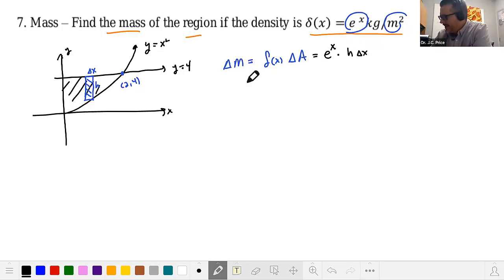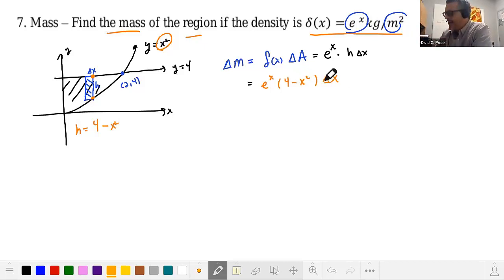And so that's going to be equal to, we have to figure out our h, and we actually found h before. H is this top height minus this bottom height. So our h is just equal to 4, because that's the top height. It has height 4. And the bottom height just has the height of y, which is x squared, so minus x squared. And so this will be e to the x times 4 minus x squared, and then we have our delta x there.